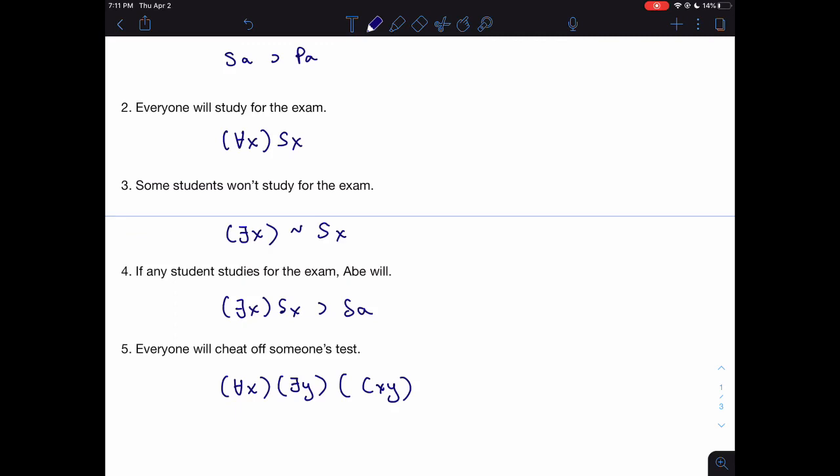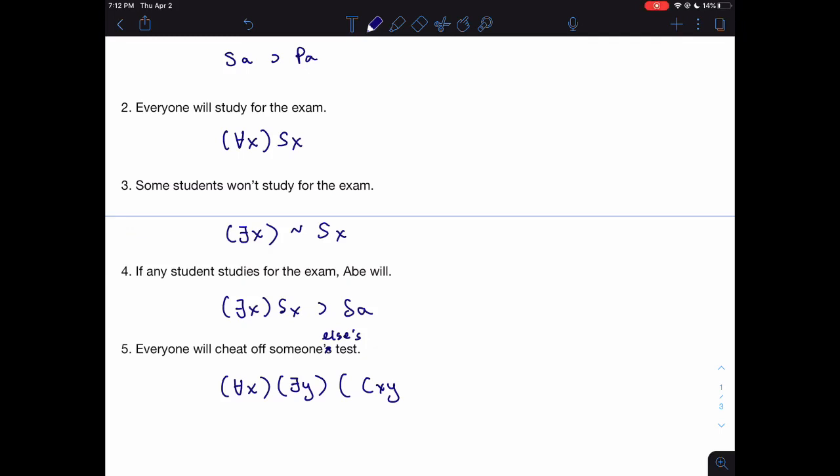Actually, now that I think about it, maybe we're not quite done. So the reason why that this might not be quite right is because we're not guaranteed yet that x and y aren't the same person. Right, so it could very well be that x and y are the same person, and that would be a problem because you can't cheat off your own test, right? So we want to specify that x and y are different people. So one way that I should have written the sentence in order to avoid ambiguity is to rephrase the sentence as everyone will cheat off someone else's test. And here's how we would symbolize that.